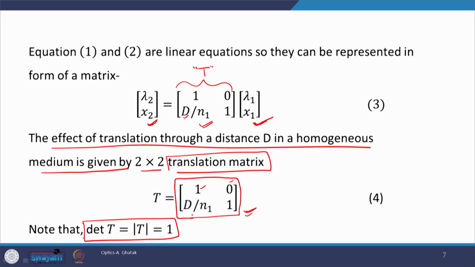What we learn today is that if a ray is travelling in a homogeneous medium of a certain refractive index, then this travel can be replaced by a 2 by 2 translation matrix, and once we know the coordinates, just by applying this translation matrix we can know the effect of translation on the ray, and using it we can trace the path of the ray. Today we learned about the translation matrix which takes into account the translation in a homogeneous medium.